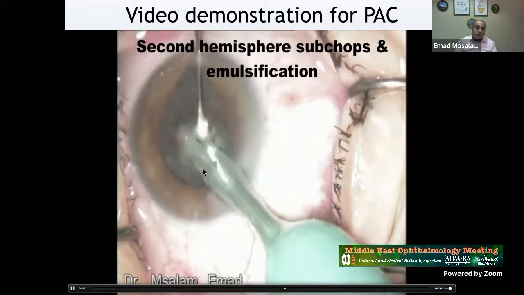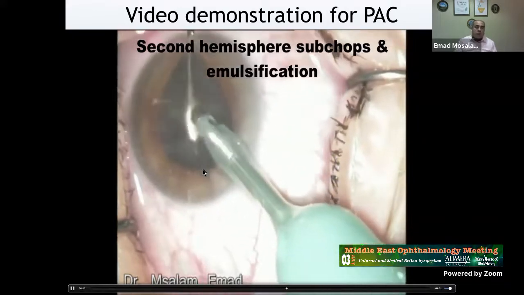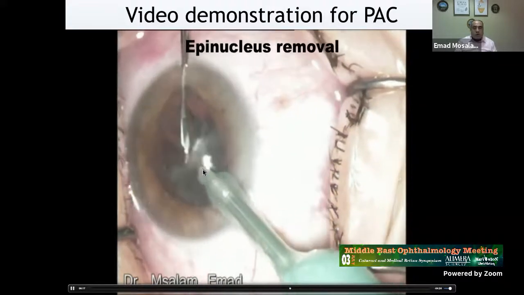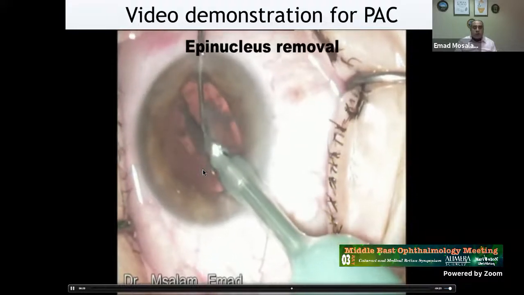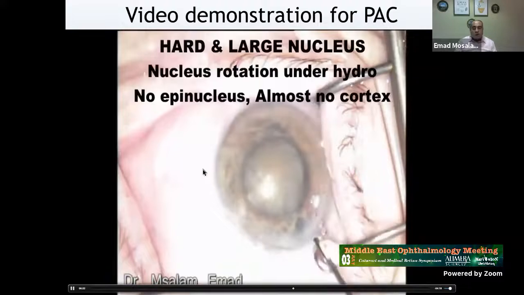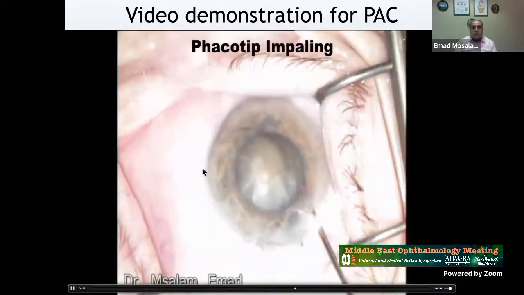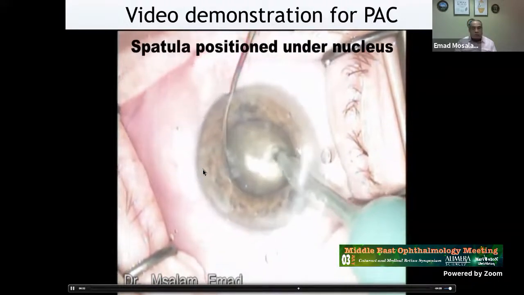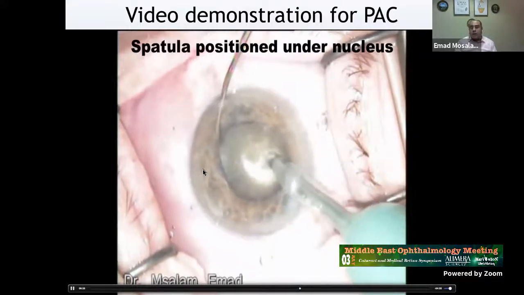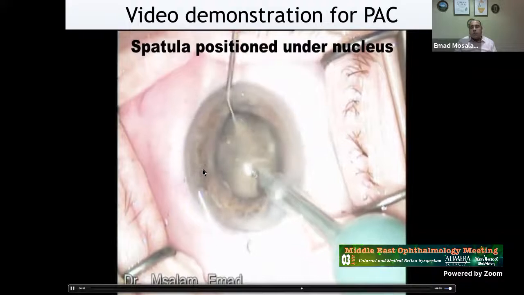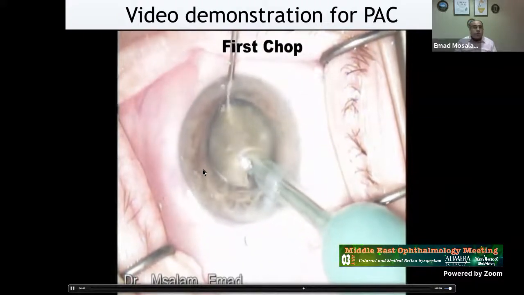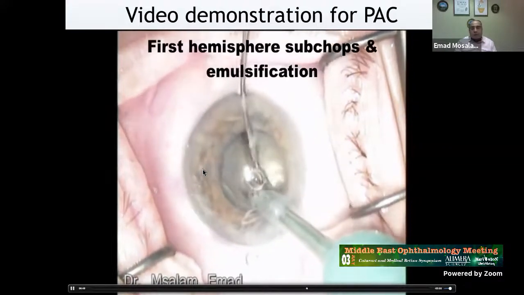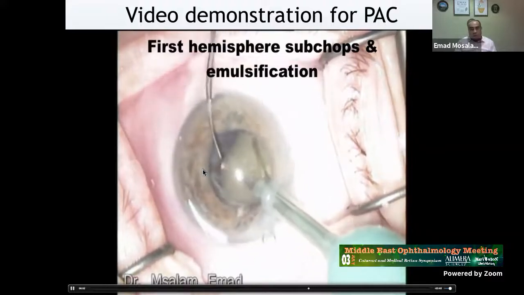And now with our spatula, we are working to protect the posterior capsule. As you see, epinucleus removal and the spatula working between the phaco-tip and capsule. This is a hard cataract also without epinucleus and cortex, and we don't have any protection for the posterior capsule. What are we doing here? We are trying just to avoid any complication using our spatula, placing it all the time between the capsule to make some protection for it.